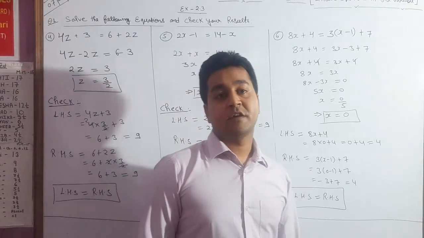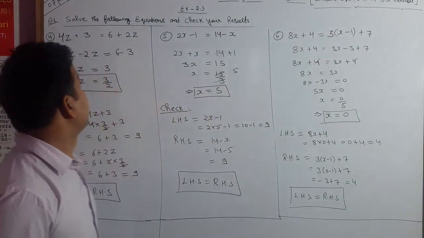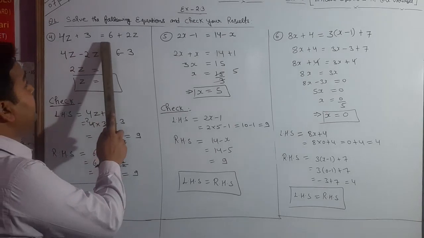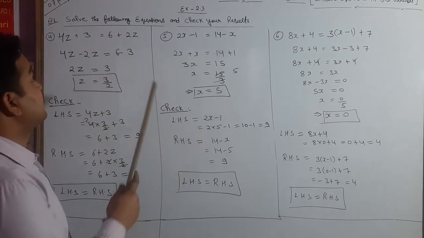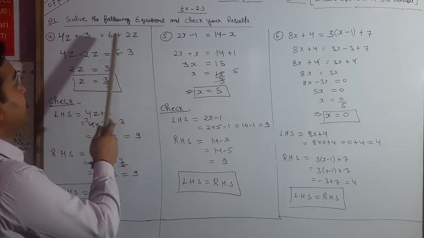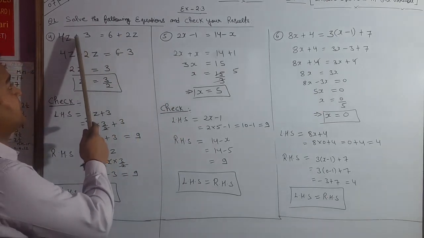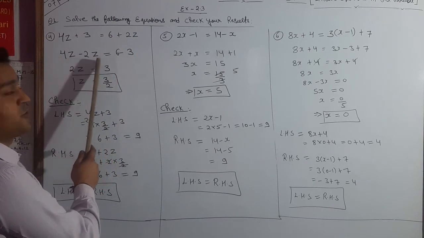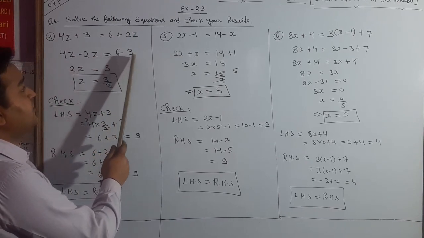Now student, we are coming on question number 4. What is question number 4? 4z plus 3 is equal to 6 plus 2z. Just arrange 2z this side, here plus, this side it becomes minus, and this 3 comes this side, here plus, here minus. So you get 4z minus 2z, you can write 2z here, and 6 minus 3, you can write here 3.